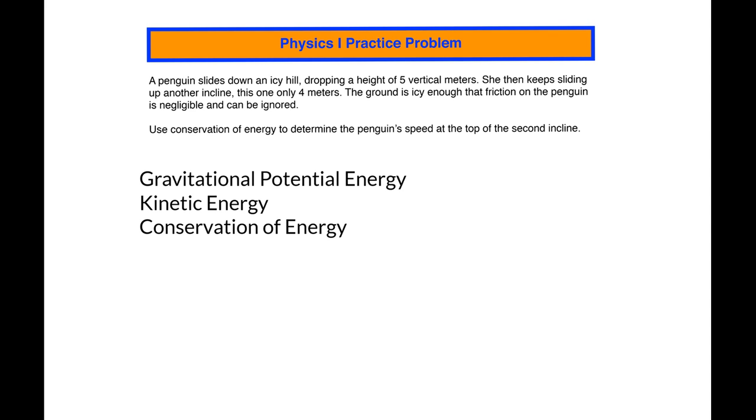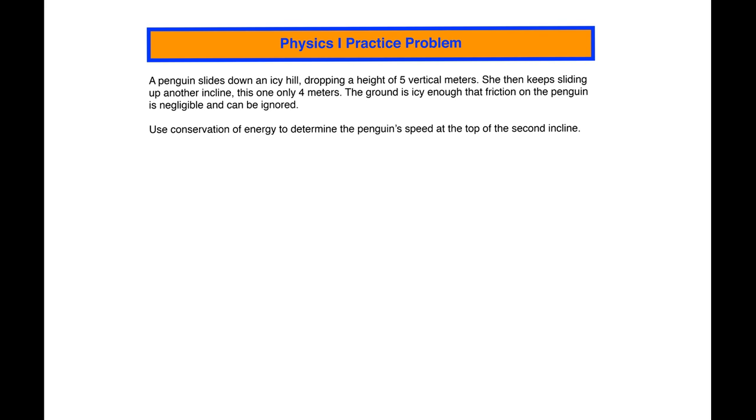Let's start by sketching the problem. We'll draw the first hill that's 5 meters, then it comes down, and then we'll draw the second hill that's 4 meters. And rather than drawing a penguin, we're just going to keep this simple, and this mass here will represent our penguin sliding initially in that direction.